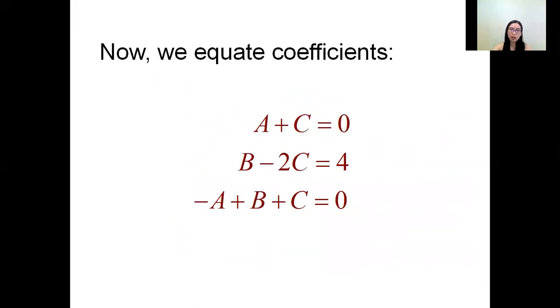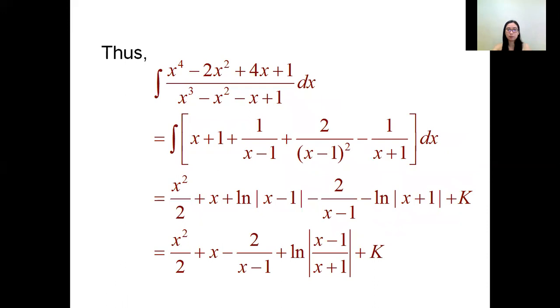And substituting the values of A, B, and C. So, therefore, our final answer is x squared over 2. Then we perform the integration process using the basic integration formulas. So, now we have x squared over 2 or 1/2 x squared plus x minus 2 over x minus 1 plus ln of x minus 1 over x plus 1.